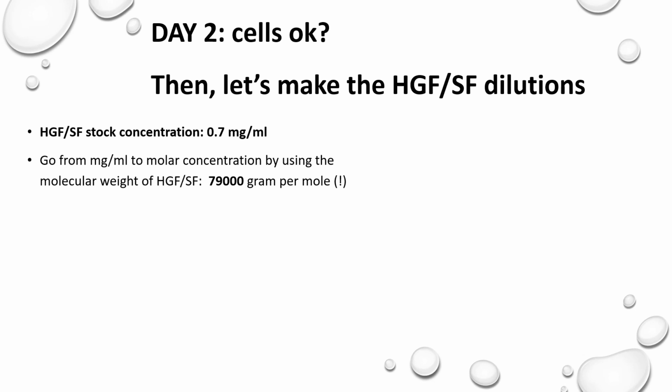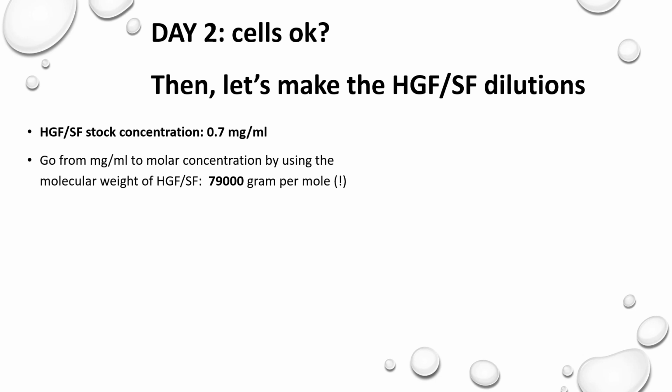If you remember the Avogadro number, 6.0221407 etc. times 10 to the 23rd, a rather large number of molecules give you this weight in grams per mole. And for a large protein like HDF-SF, this is a rather impressive number. It's 79 kilos per mole.